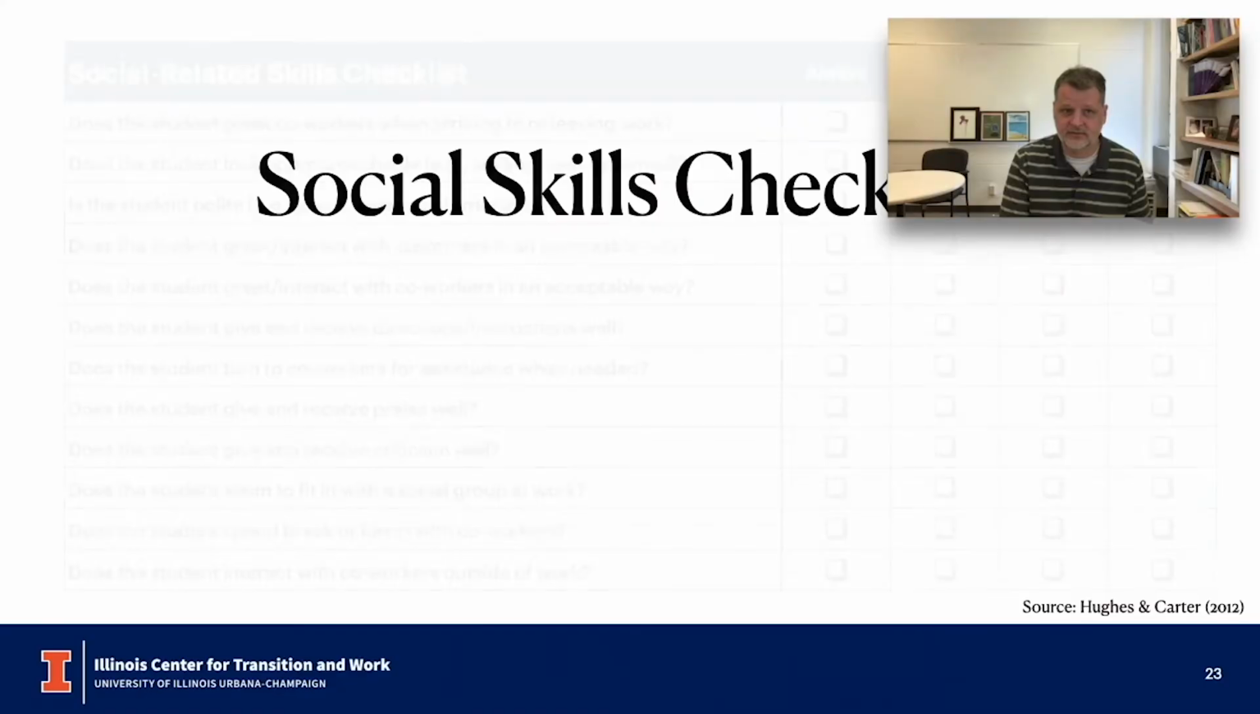Now, another example of an assessment that could integrate both direct observations and interviews with others is a social skills checklist.